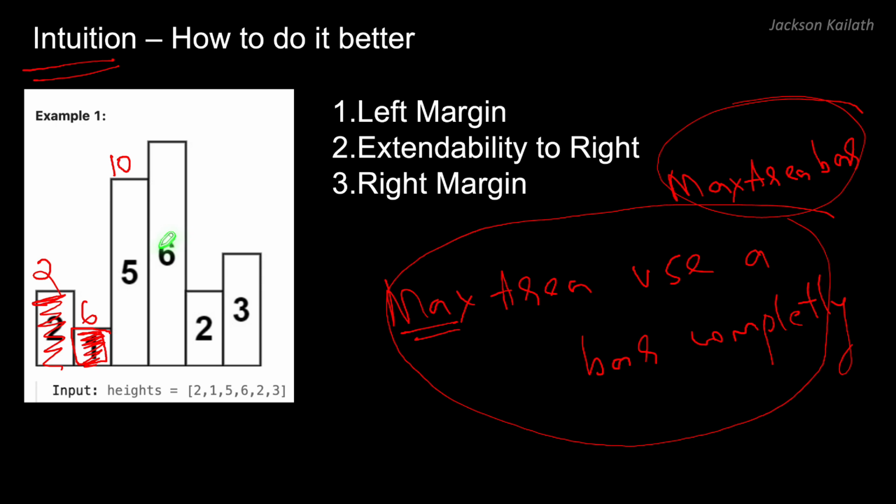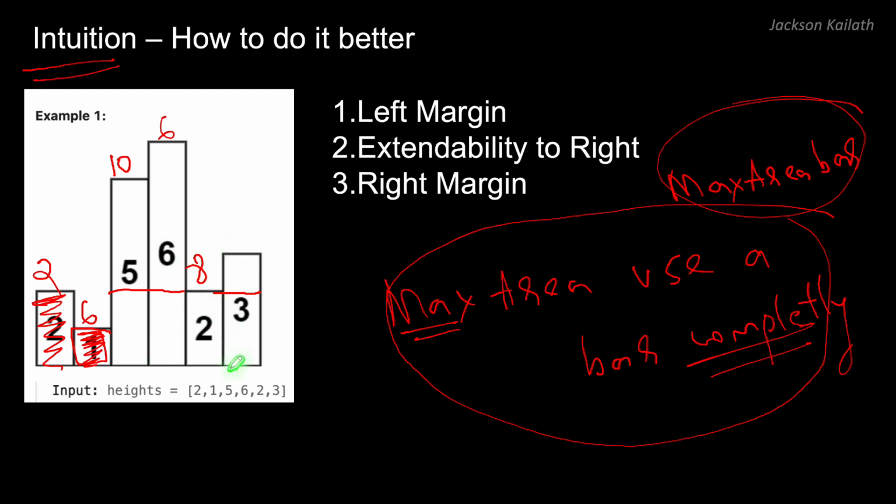So the maximum area which we can form using this bar completely is 6 into 1, which is just 6. And the next bar over here is 2. And when it comes to 2, notice that we can extend it to the right and we can extend it to the left till here. Okay, so the maximum area where we use this bar completely is 2 into 4, which is equal to 8.